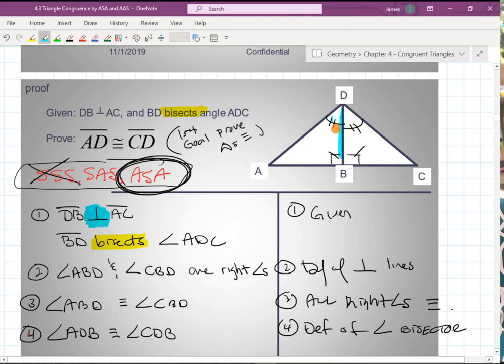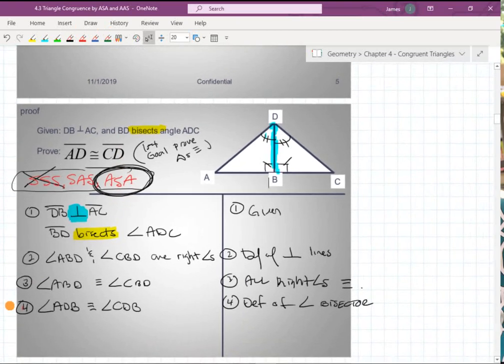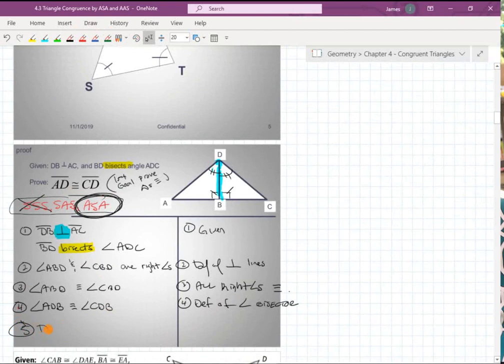Okay. Can I say anything about DB? Is DB kind of a special segment here? Why? Okay, it's shared. It's in both triangles. So I'm going to say that DB is congruent to DB.